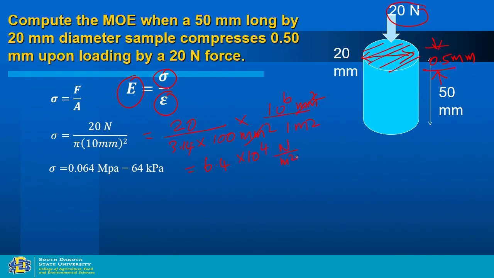newtons per meter square, or 640 kilopascal, or 64 kilopascal, or 0.064 megapascal. Got it? You all got the same number?